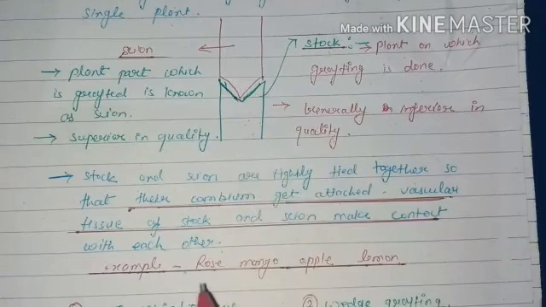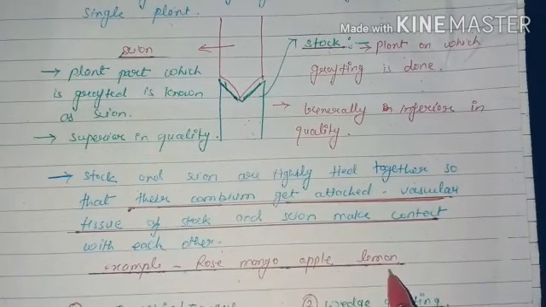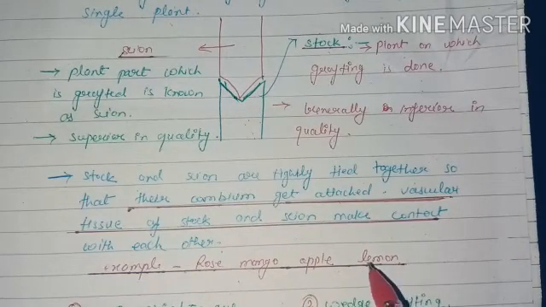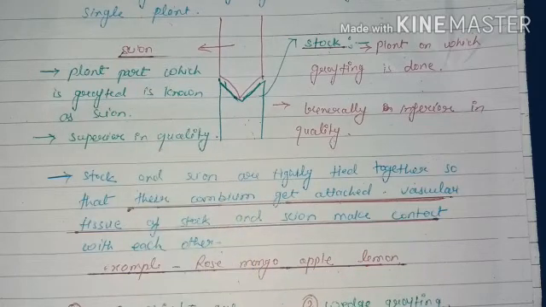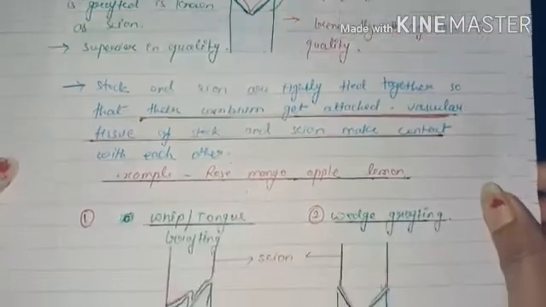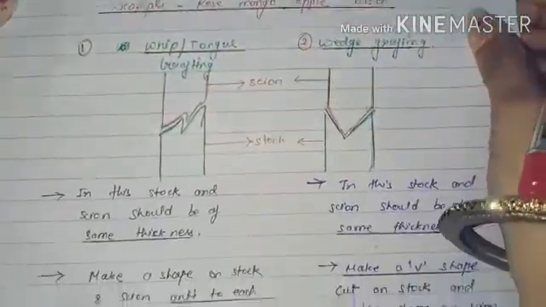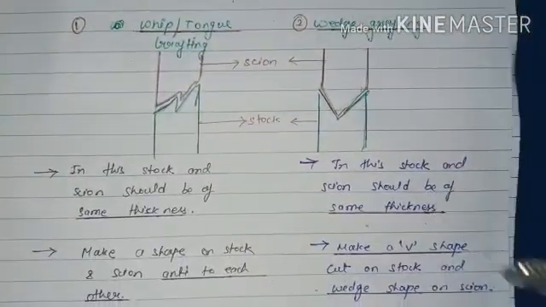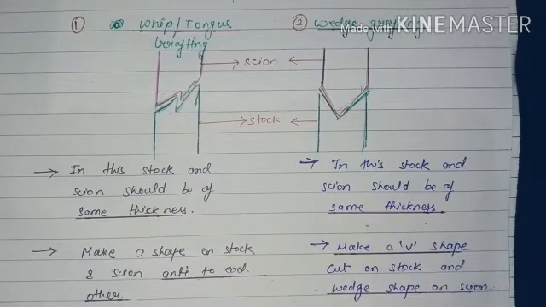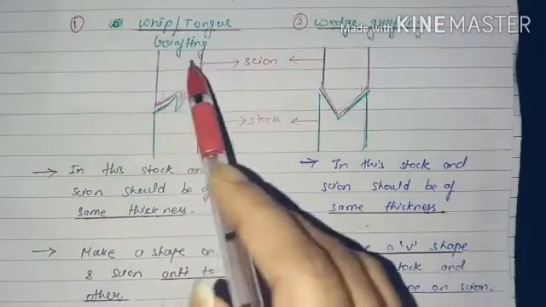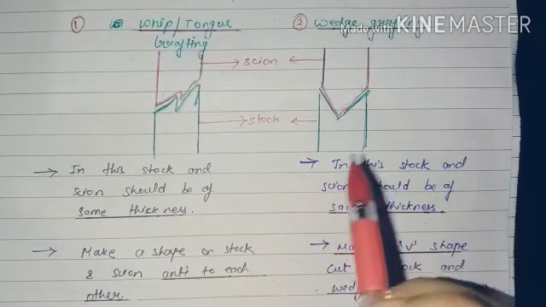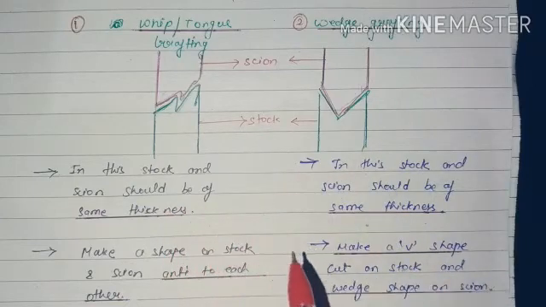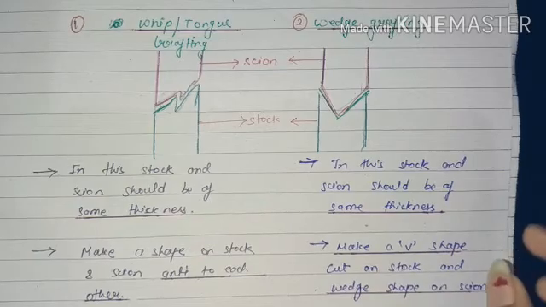Examples: rose, mango, apple, lemon. These are examples where we can get the same plant by using the grafting method. Grafting also has four types on the basis of stalk and scion. First we will discuss whip and tongue grafting and wedge grafting. Both are almost the same, with just one difference that we will discuss here.